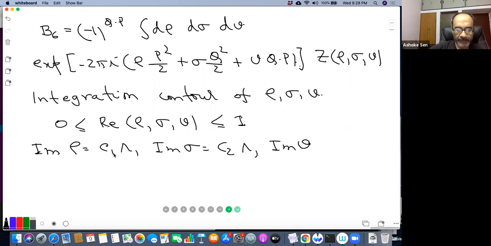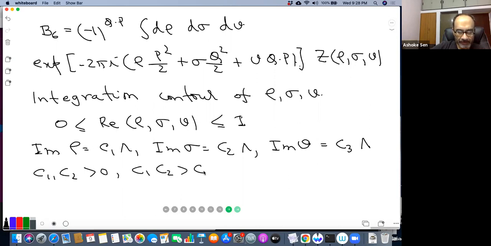In fact, C1 is not needed because it doesn't matter. Let me write this anyway. C3 will make it more symmetric. So we take C1, C2 to be positive, C1, C2 larger than C3 squared, and lambda positive and large. That's the contour we take.